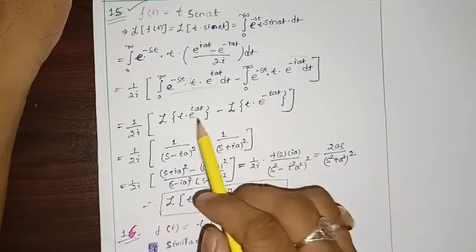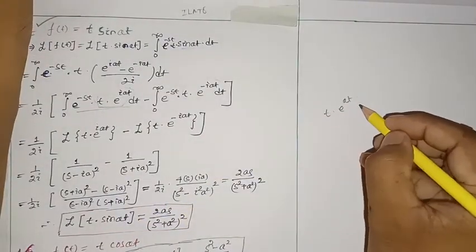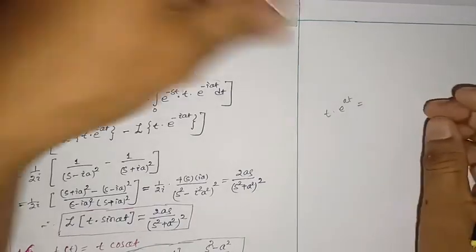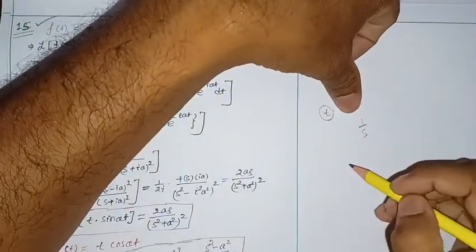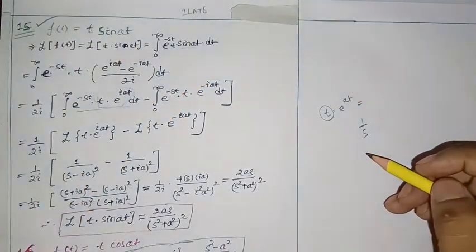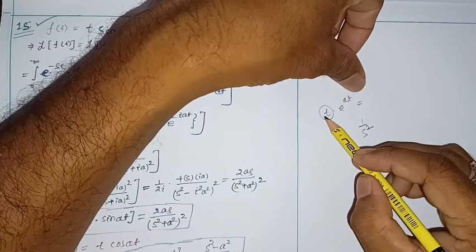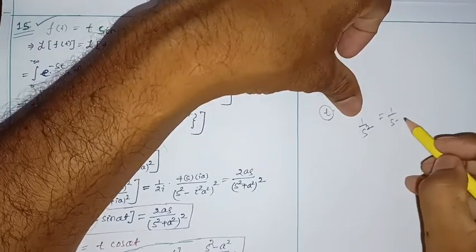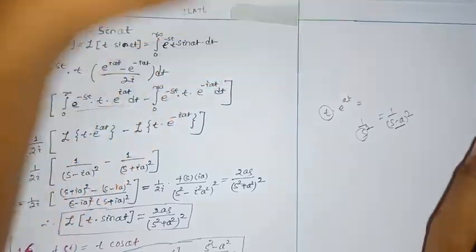Here, t into e to the power at is, by the shifting theorem, nothing but, since the Laplace transform of t is 1 by s square, so if e to the power at is multiplied with t, then it will be 1 by s minus a whole square. Instead of s we have to write s minus a.